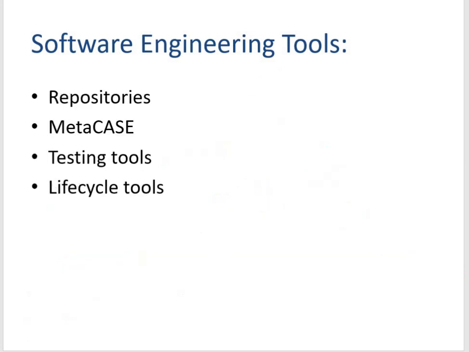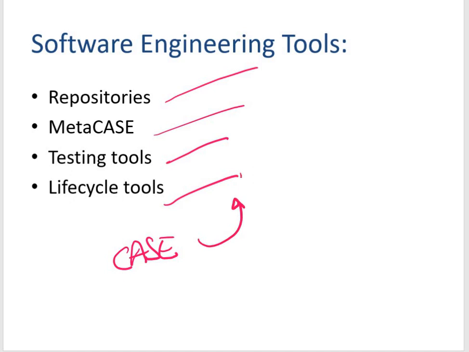So what we have is some software engineering tools like repositories, which we know, meta CASE tools, which we know, testing tools, and then life cycle tools, and each of these supports some specific tasks in my software development life cycle. So we have this CASE used in our rapid application development. So let's see what basically this rapid application development model is.